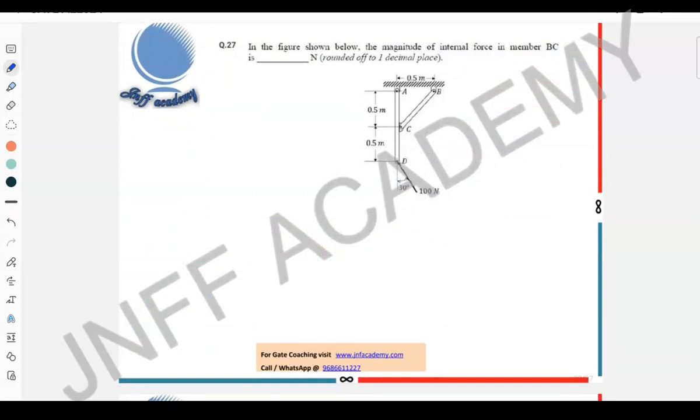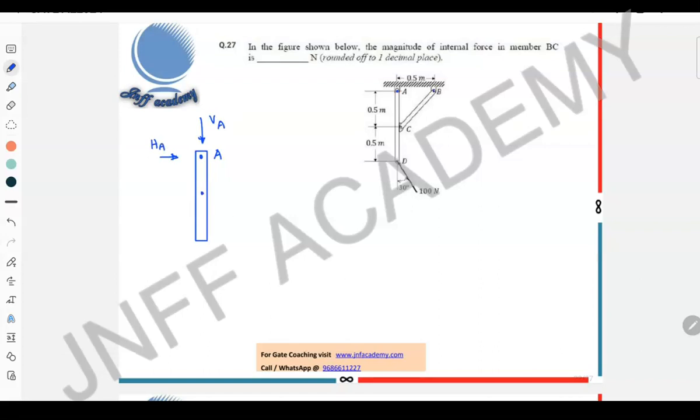Question number 27. In the figure shown below, the magnitude of internal force in member BC is dash Newton. If you look at this, the joints A and B are hinged joints. Now let us take the member A, C, D. This represents A. Here you will have two reactions. Since it is a hinged joint, the two reactions will be the vertical reaction, let me take it as VA, and the horizontal reaction, let me take it as HA.